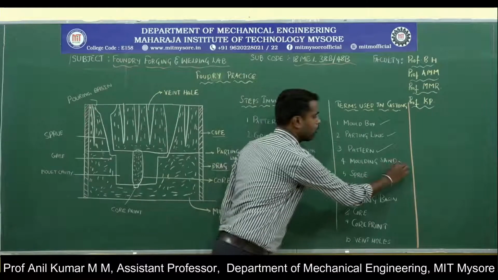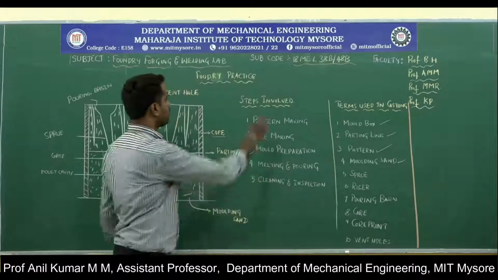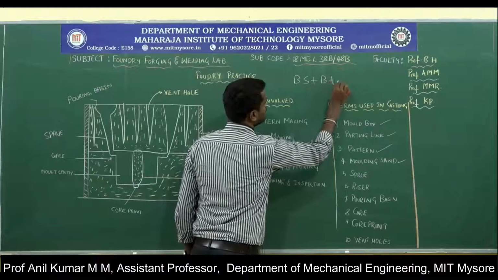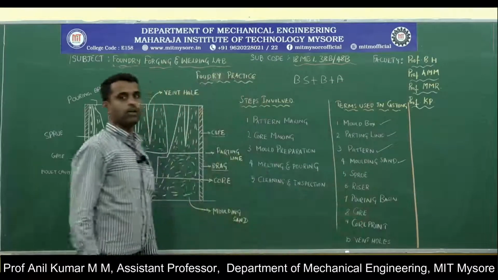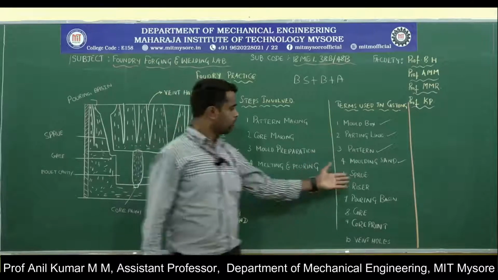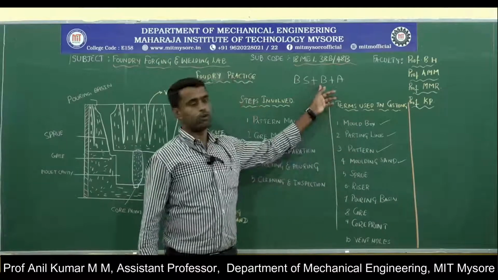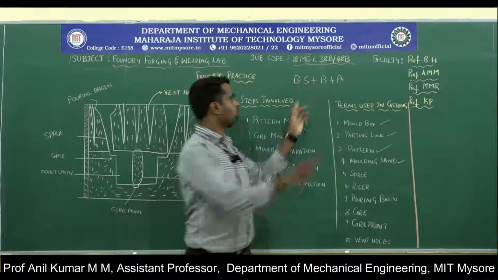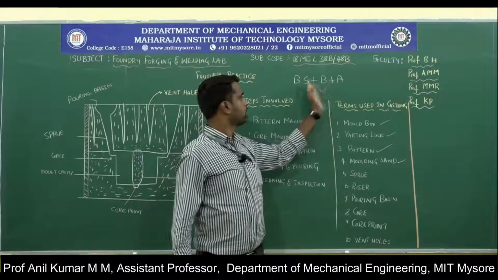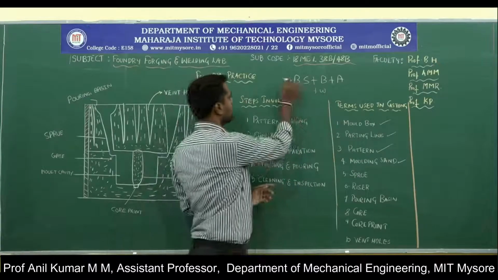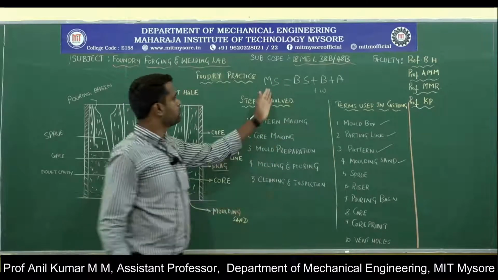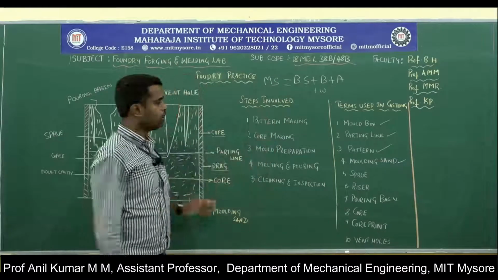Next, molding sand. Molding sand is the mixture of base sand plus binders plus additives. Nearly 90 to 95% of the molding sand is base sand, and 6 to 12% binders will be added, along with a small amount of water and a small amount of additives. The mixture of the base sand, binders and additives we call the molding sand. With the help of this molding sand, we can prepare the mold.